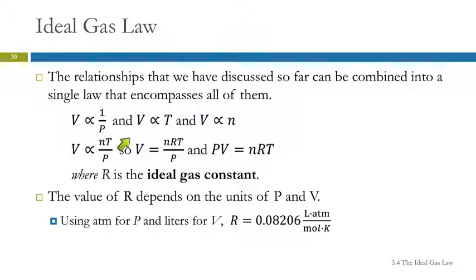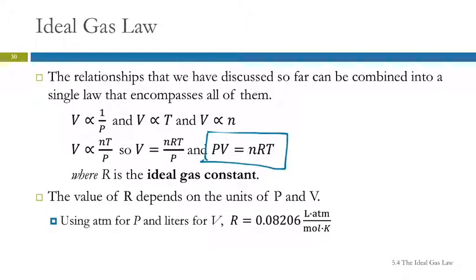So we can combine these 3 proportionalities and say that the volume is proportional to the amount of gas in moles times the temperature divided by the pressure. In order to make a proportionality into an equation, you just need to put a constant in there. So the volume is proportional to a constant times those variables. And the constant here is given the symbol R, and is called the ideal gas constant. We can express this with a fraction in it, or more commonly we do it like this, PV equals nRT. And that's what's known as the ideal gas law.